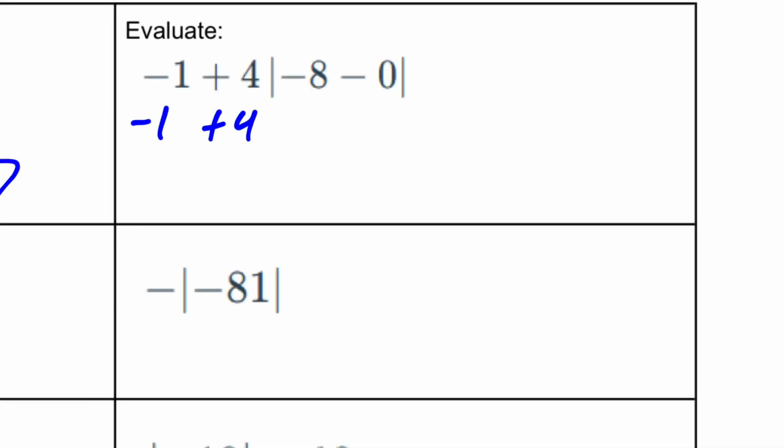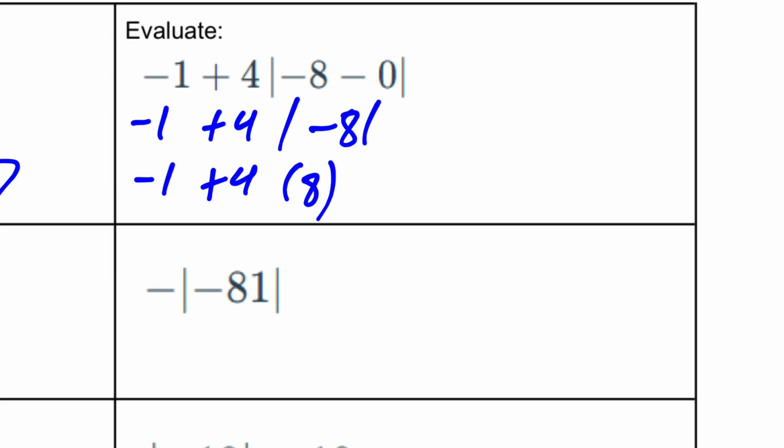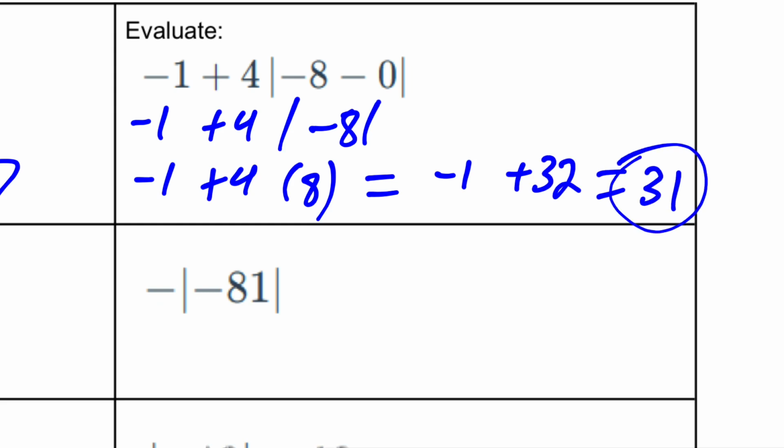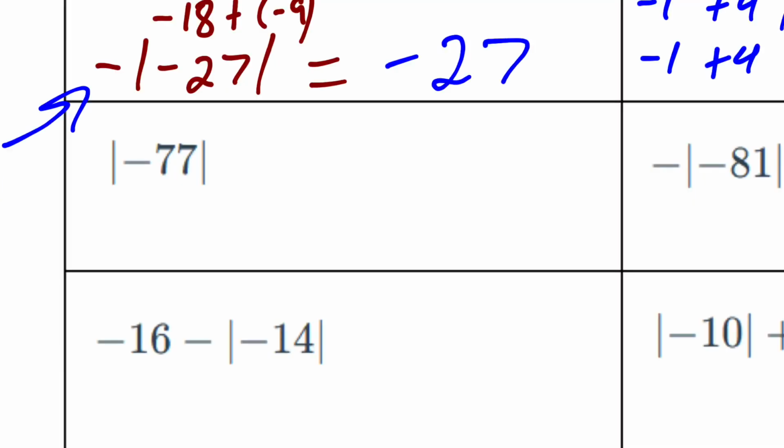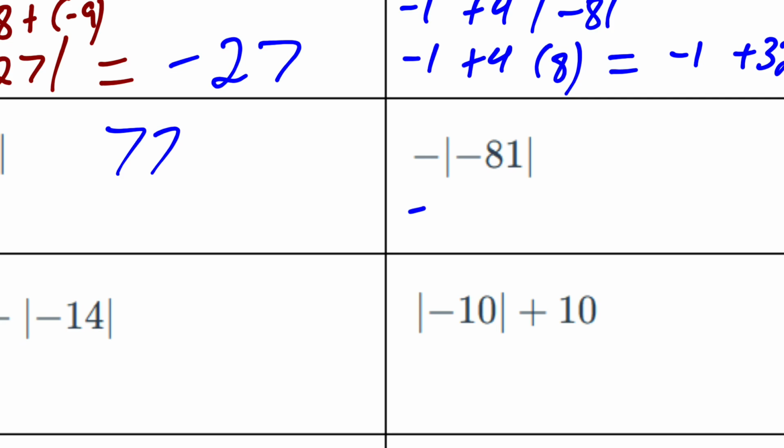First thing I do here is negative 8 minus 0, which gives me negative 8. Second thing I do here is I turn that into a positive 8. Third thing I do here is I do 4 times 8, which is 32. And then I subtract 1, and my final answer is 31. So let's go back to the basics. Anything inside the bracket is going to come out positive. If there's a negative outside of the bracket, though, that's going to stick around.